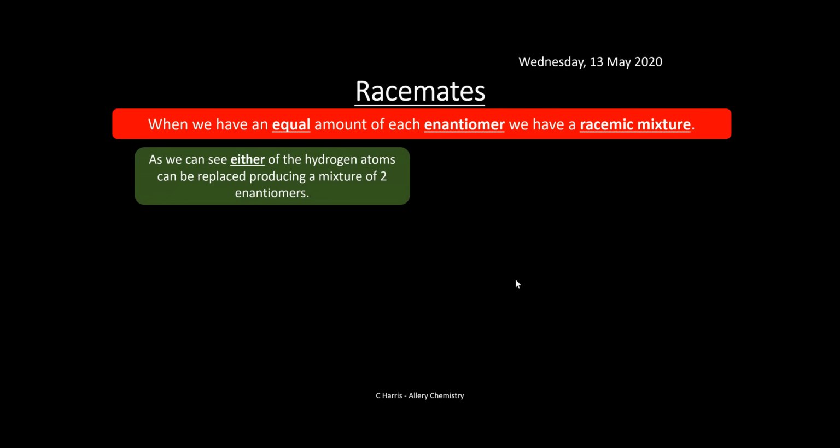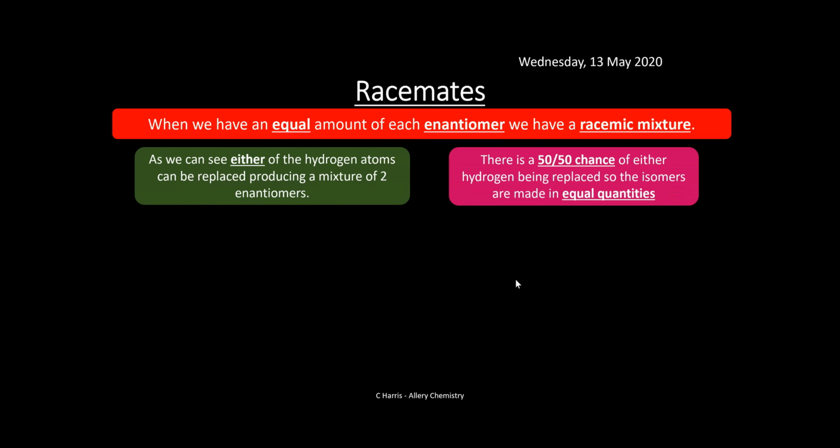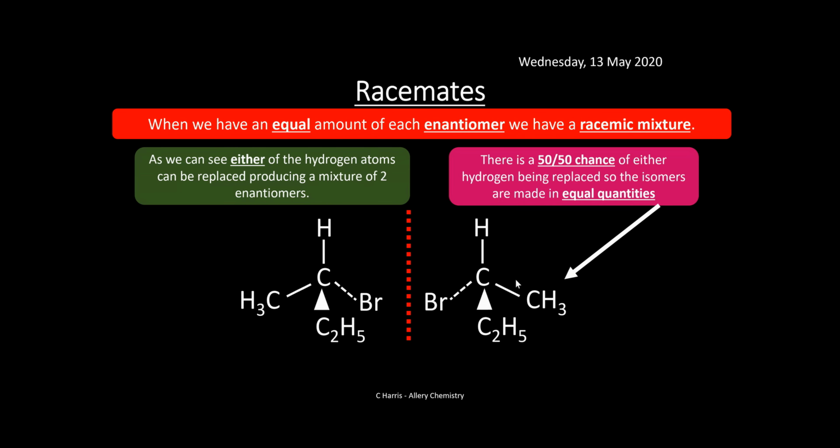Okay, so we can see either of the hydrogen atoms can be replaced, and this is producing a mixture of the 2 enantiomers that we've just seen before. Therefore there is a 50-50 chance of either hydrogen being replaced. So we make both enantiomers in equal quantities. And so here they are. What we've done is shown them as enantiomers and orientated them so it shows them as mirror images so you can see them.